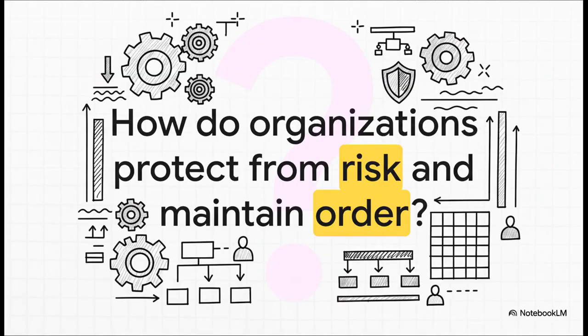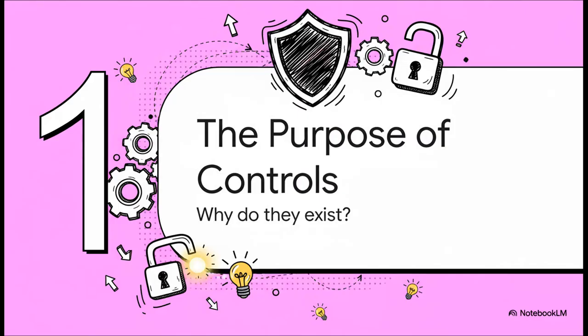So let's start with the big question, right? How does any organization, think about it, with all its people, its money, its processes, how does it actually keep everything on the rails and protect itself from all the risks out there? Well, the answer, as you probably guessed, lies in a really smart system of internal controls. But before we can even get into the different types of controls, we have to be absolutely crystal clear on what they're for. What's their purpose? What are they fundamentally trying to do?